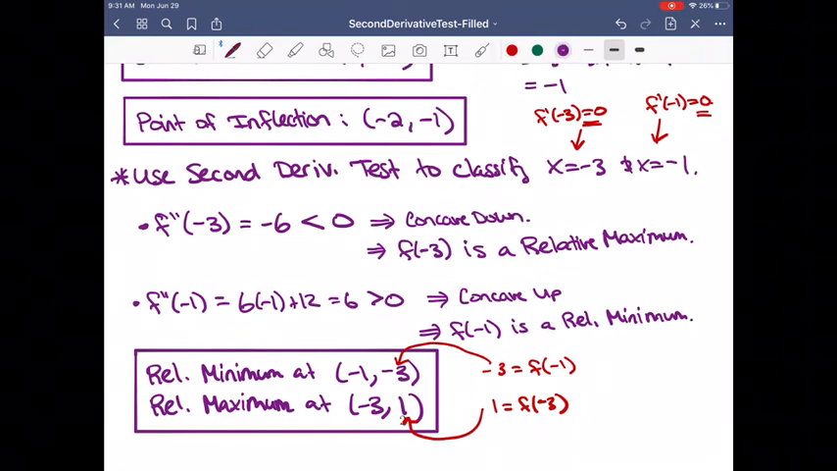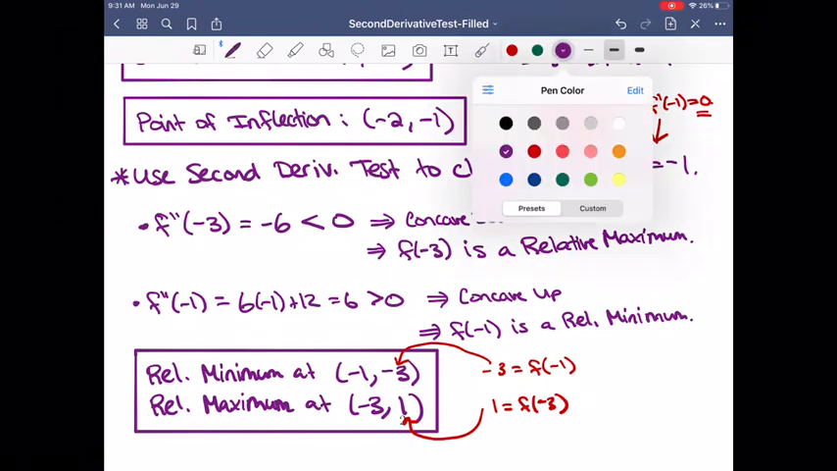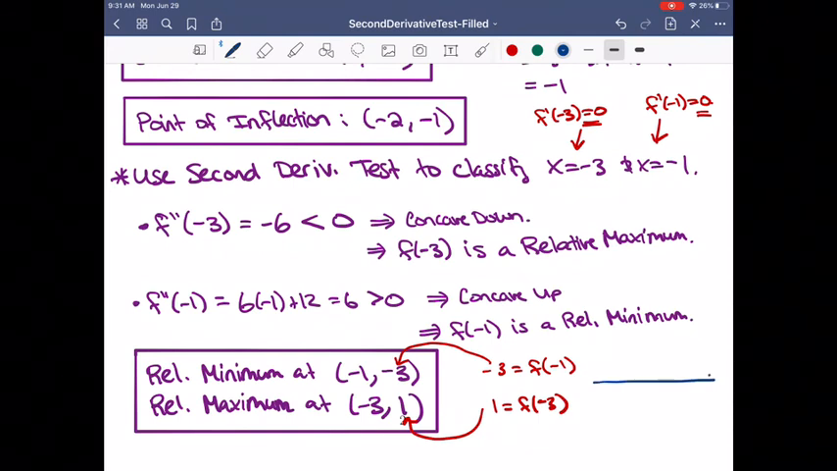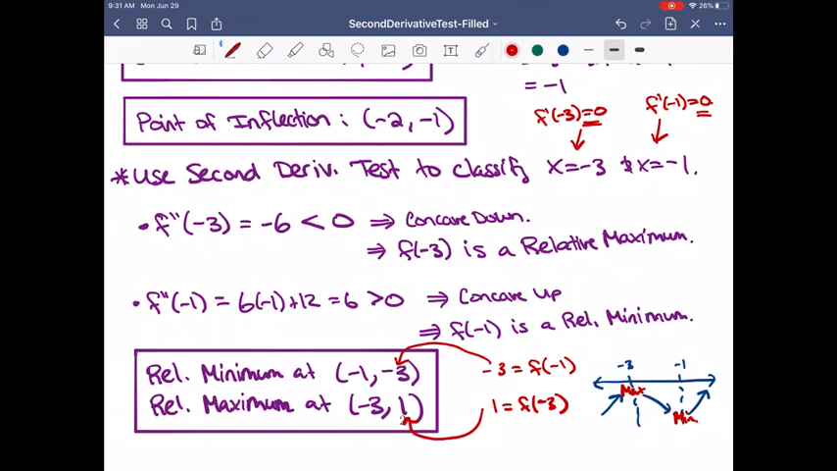Now, if you don't believe the second derivative test, you can verify these relative extrema, the classifications for them, using the first derivative test. So if you determine the increasing and decreasing intervals, your table should split at -3 and -1. And what you're going to get is that it increases and then decreases and then increases. So you'll see that this is going to be a max and this is going to be a min. Okay, you'll get the same conclusions. So you can check using that method if you'd like. It's good practice.